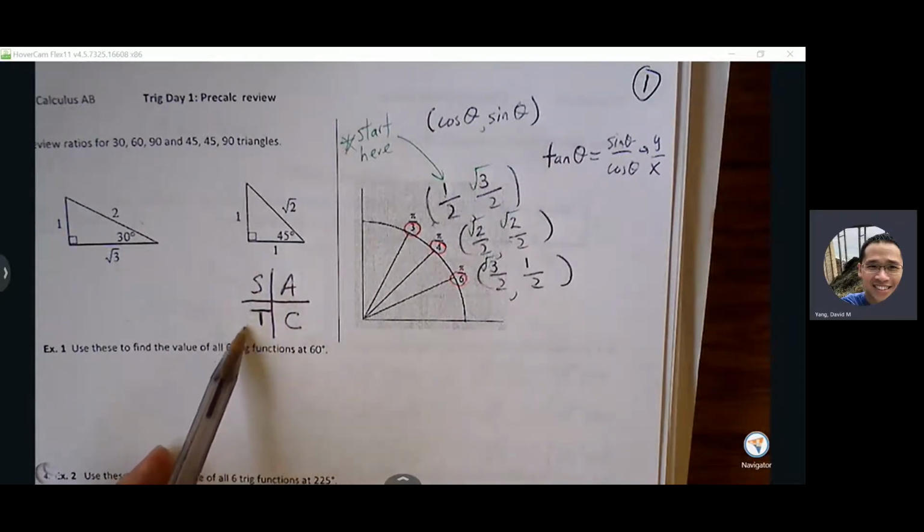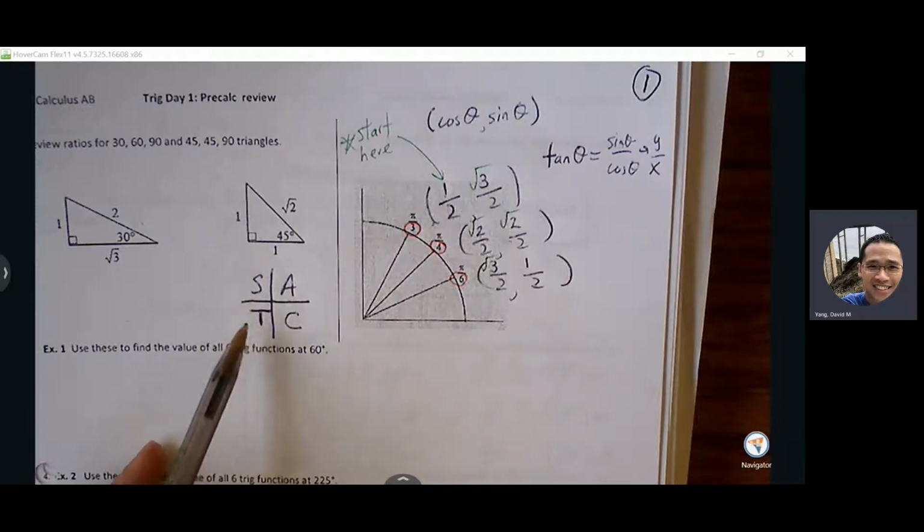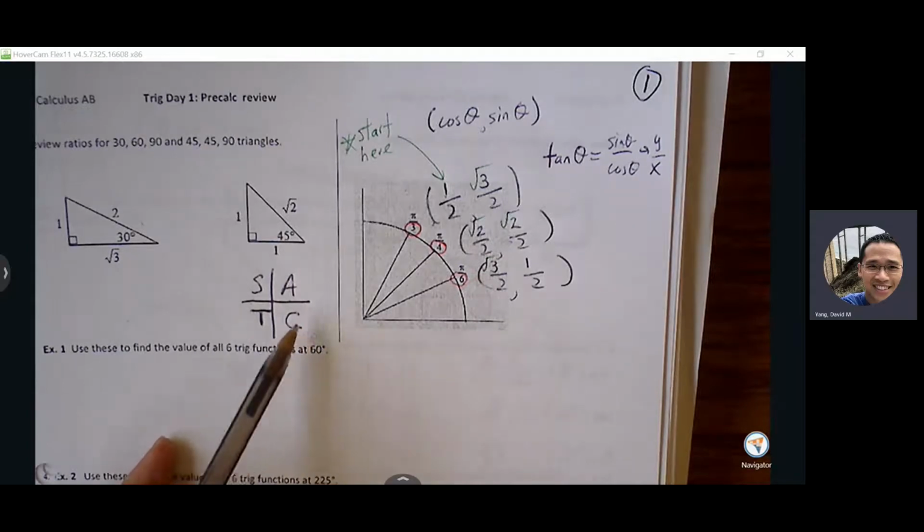T means only tangent and cotangent will be positive in the third quadrant. So sine, cosine, secant, everything else is going to be negative here. And then finally, in the fourth quadrant, only cosine and secant are positive. So tangent, cotangent, sine, cosecant, they're all going to be negative in this quadrant.